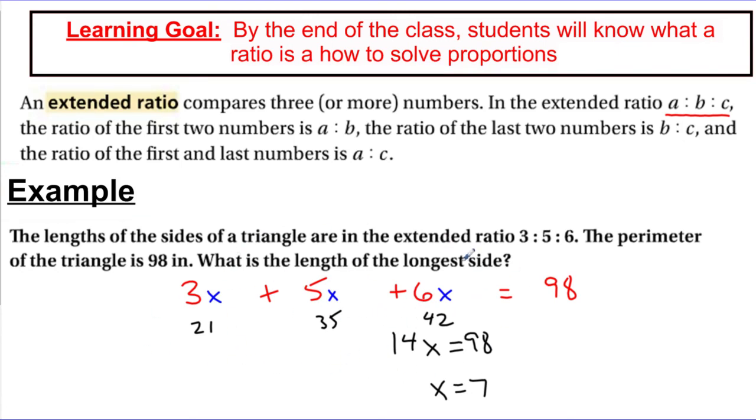So to answer the question, what is the length of the longest side? It looks like I have a length of 42 inches for my longest side, right? So that is the similar concept, but we're doing something called an extended ratio when we do that.